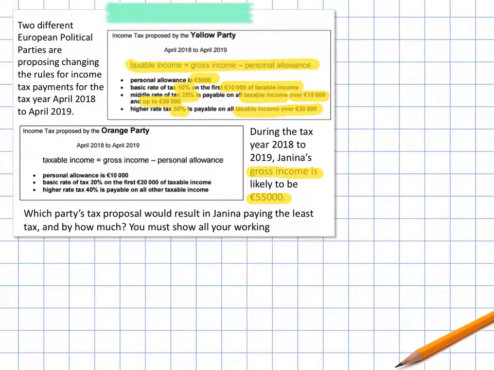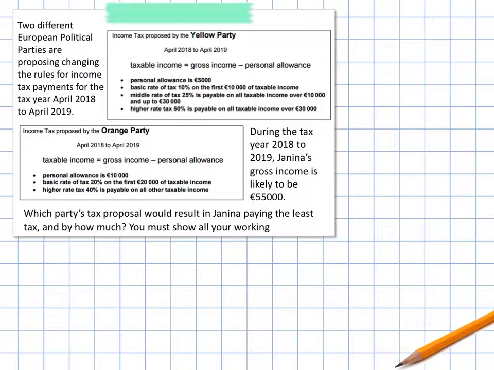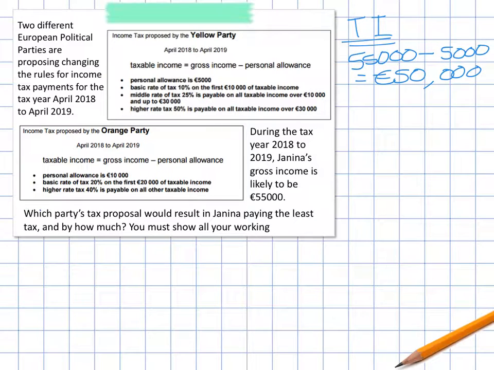So first step is actually to work out this taxable income itself, because that appears several times. So the taxable income, that's going to be the gross income 55,000 minus the personal allowance, which it tells us is 5,000, and that's going to give us 50,000 euros as our taxable income. Right, now I go to my next bullet point. So basic rate.